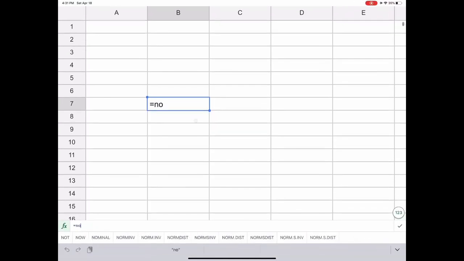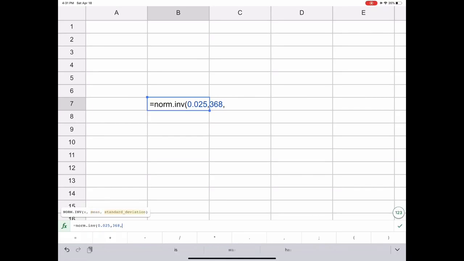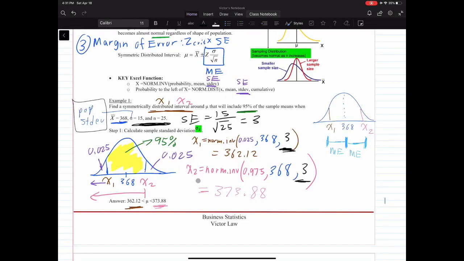Equal norm.inv, open bracket. The first variable is your probability to the left of x, so 0.025, comma, then the mean, which is 368, comma, and then your standard deviation, which is your adjusted standard deviation or standard error, which is 3. Then we close the bracket, and we get 362.12, and that's your x1. Then we do the same for x2, norm.inv.